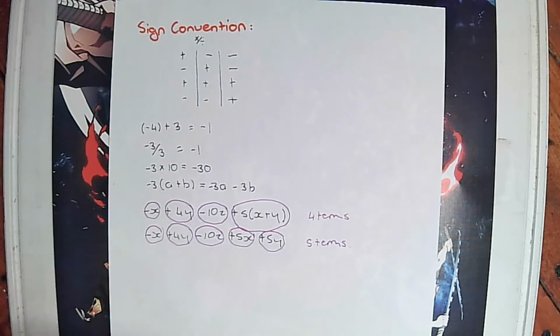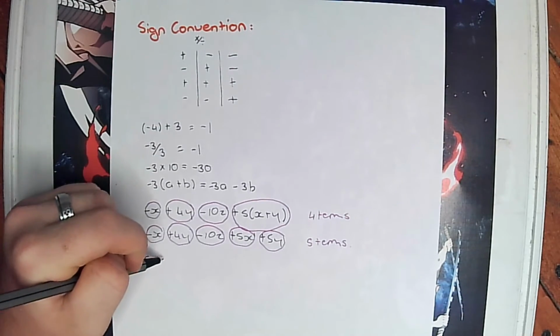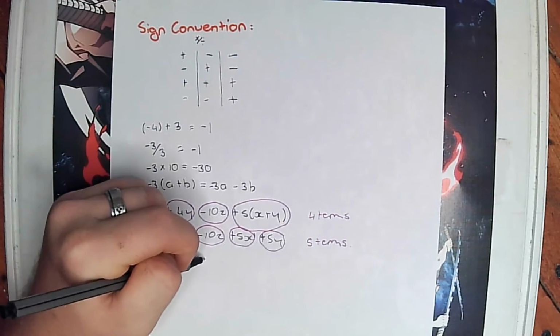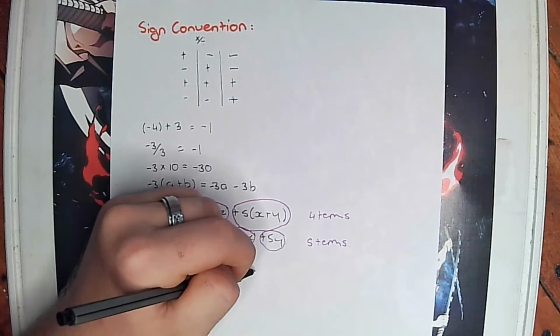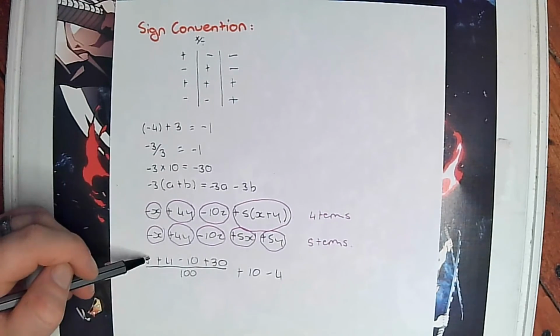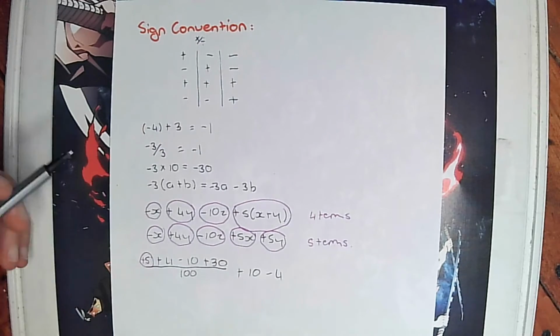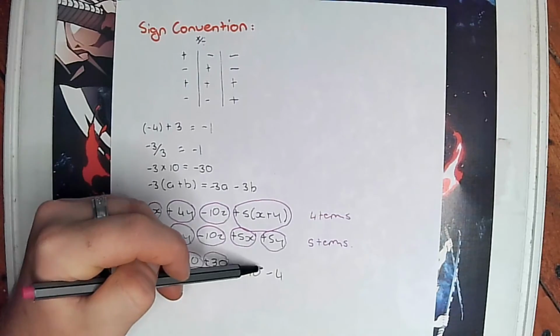And when you work with terms and fractions, it's basically the exact same thing, right? There's nothing special about it. Say, for example, I have 5 plus 4 minus 10 plus 30 over 100 plus 10 minus 4. And you were asked, well, how many terms are in this expression? Well, exact same thing. This would be 1 because this is positive 5, right? 2, 3, 4, 5, 6. 6 terms.